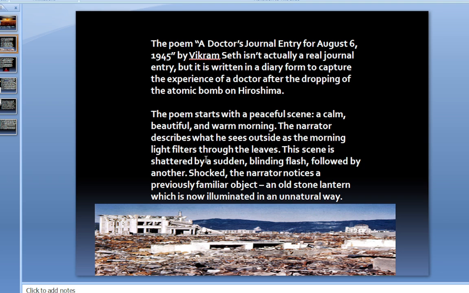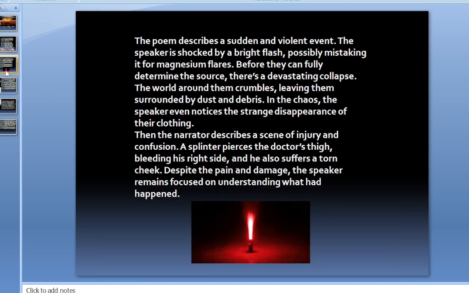The scene is shattered by a sudden blinding flash followed by another. Shocked, the narrator notices a previously familiar object, an old stone lantern, which is now illuminated in an unnatural way. The poem describes a sudden and violent event. The speaker is shocked by a bright flash, possibly mistaking it for magnesium flares.